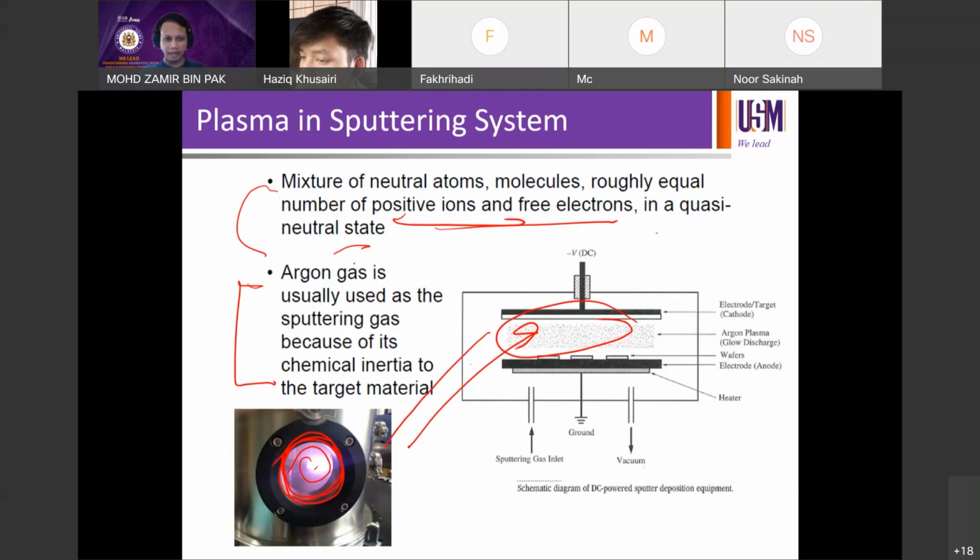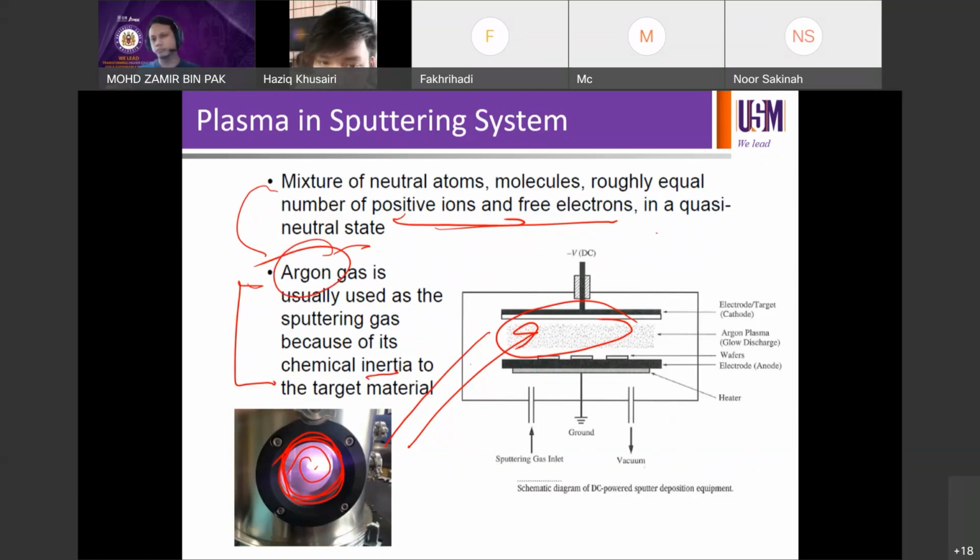So kenapa kita pakai argon? What do you think? This is one thing, but kenapa kita pakai argon? Because it's inert, right? What if you use some other gas that is not inert? Like my last question before we stop the class. Kalau you pakai gas yang bukan inert, what's going to happen to the process?